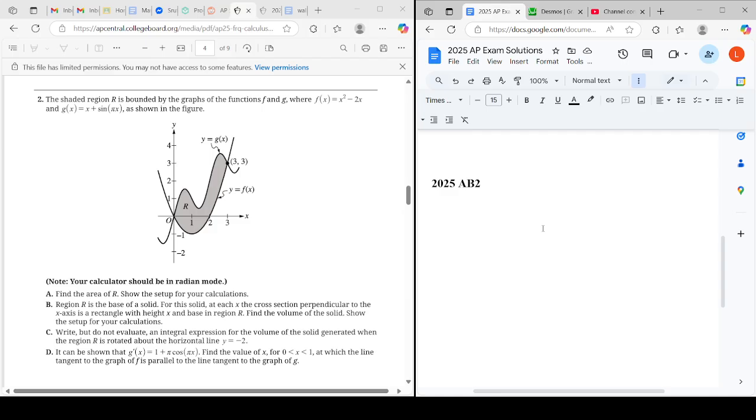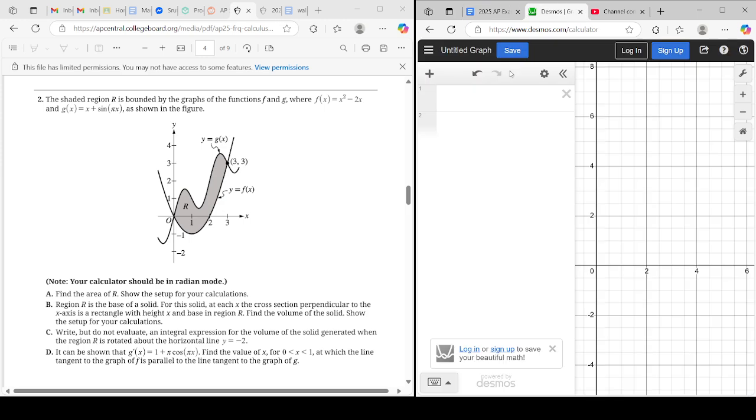So AB exam's question 2 was about areas and volumes given two curves. As usual, part A asks us for the area between the two curves. Luckily we're given the diagram and don't have to draw it out or graph it, even though we're given a graphing calculator, so we could graph the functions anyway. Let's do some prep work here.